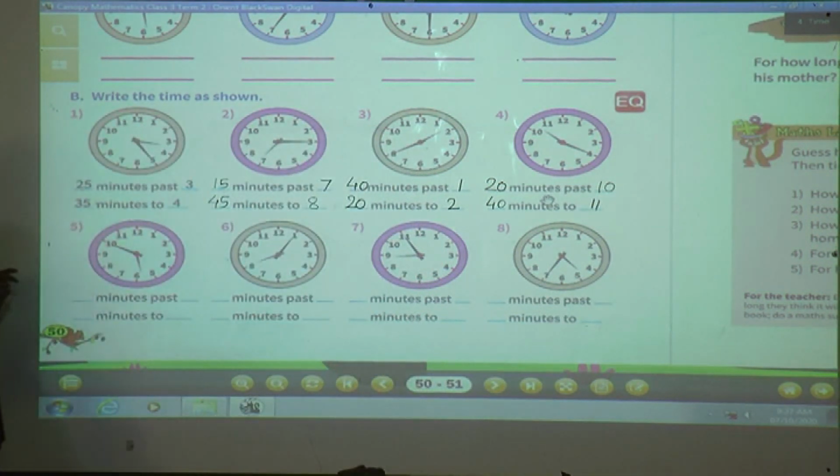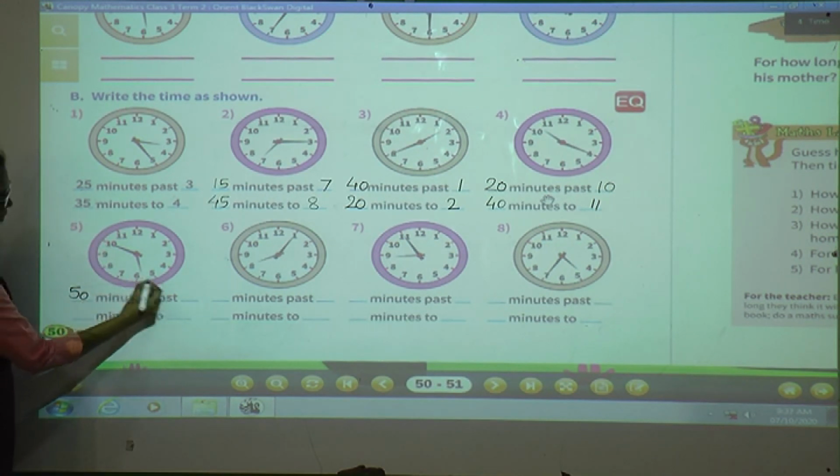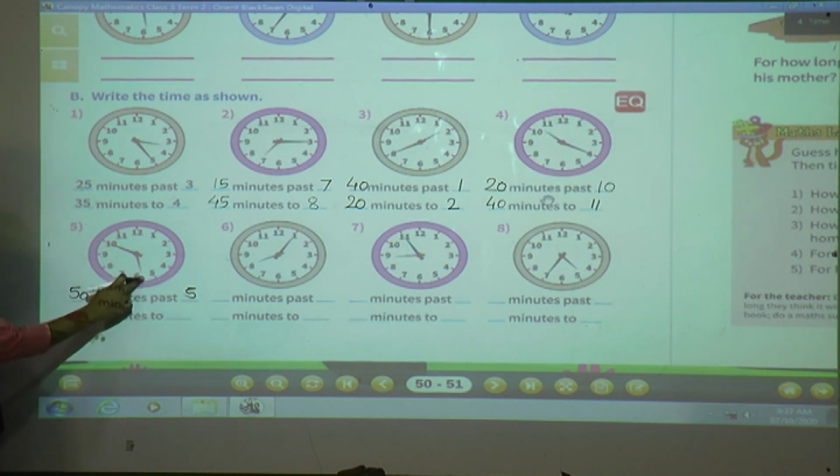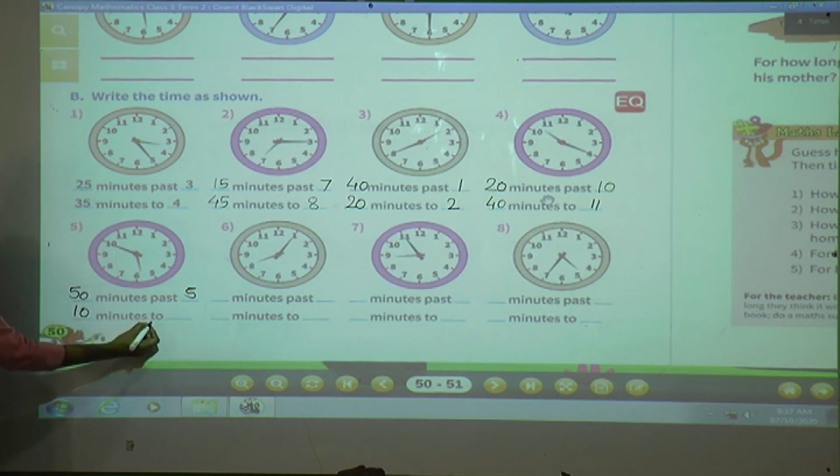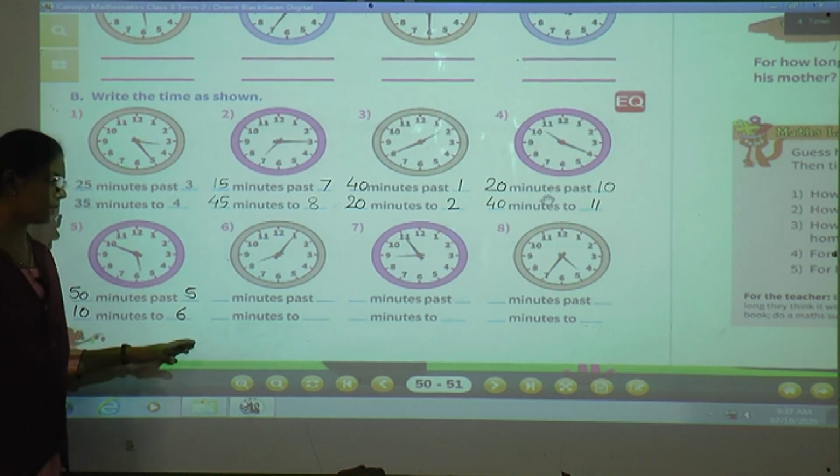Okay. Now see this next example, fifth number. How many minutes passed here? Here the minute hand is on 10 number. So 10 5s are 50 minutes past 5, because the hour hand has crossed 5 number. Now here what you have to do? Here from 60 you have to subtract this 50. So 60 minus 50, 10 minutes to 6. 10 minutes to 6. Okay.